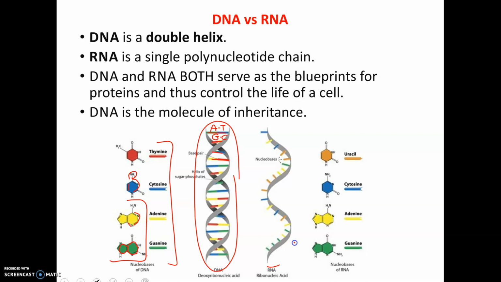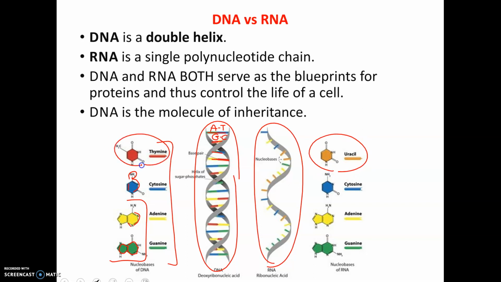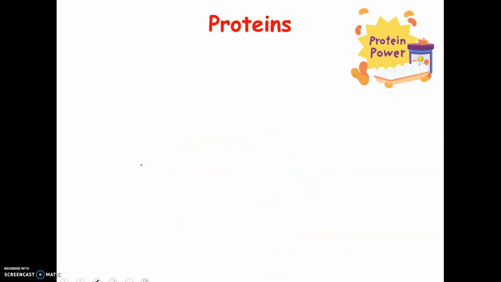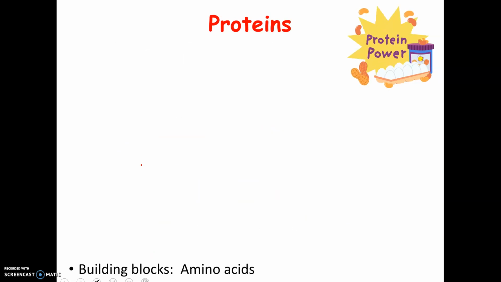RNA, on the other hand, is single-stranded, if you notice here. It's only got 1 side. It also has one of the bases in RNA is different. It's called uracil, so instead of the base T, it has a base called U. But again, I get ahead of myself because we're going to talk a lot more about this second semester. All right, so proteins. This is our last macromolecule group.